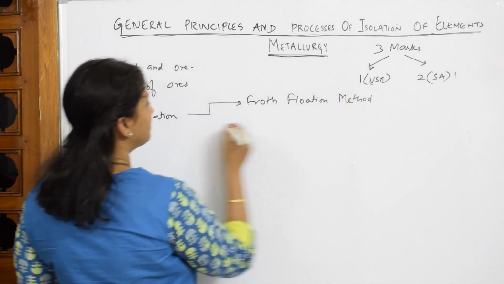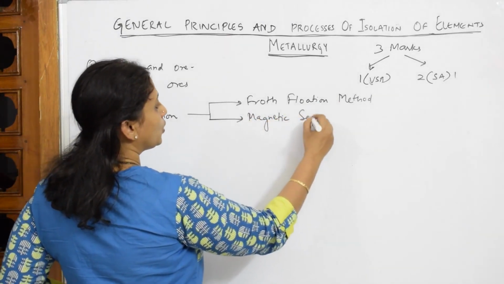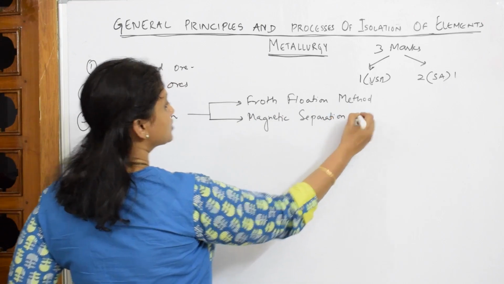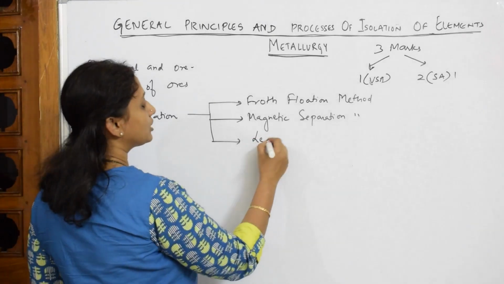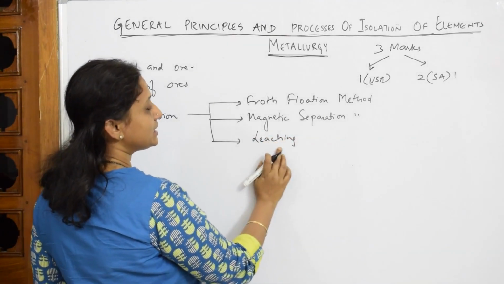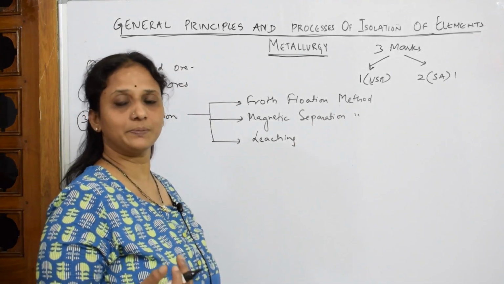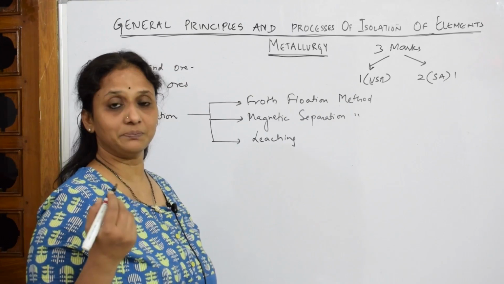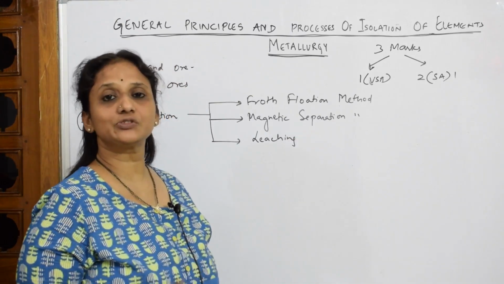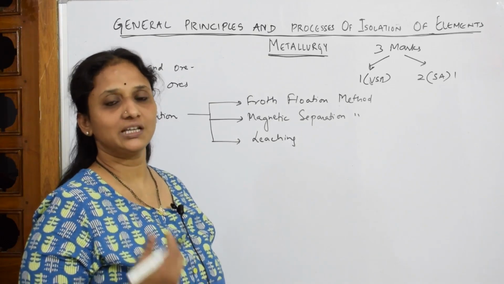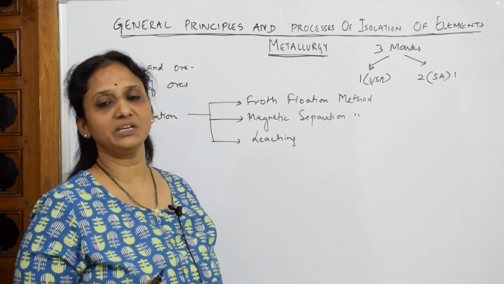We are also going to learn about the magnetic separation method. We are also going to learn, if I specifically speak about aluminium, a topic called leaching. Now, froth flotation is used for separating iron pyrites, copper pyrites. I can use it for zinc. I can use it for PbS also, lead also. Magnetic separation is basically used for separating the iron ores, that is hematite, magnetite and all those. Leaching is basically used for separation of aluminium from bauxite ore.